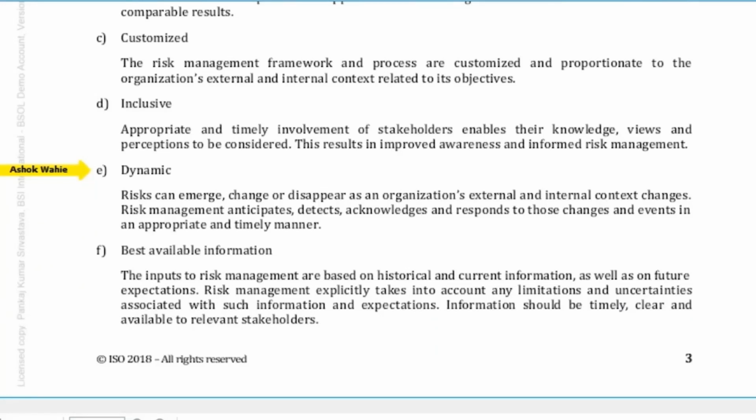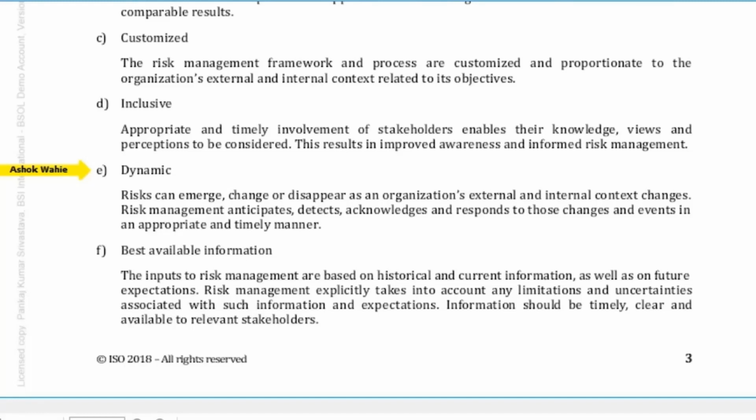So risk management is not a one-time activity. It's a continual process. It's a dynamic activity. So risk can emerge based on horizon scanning. They can change. What was a risk low today can become high tomorrow, or what was high can become low. They can disappear as an organization's internal and external context changes. That means the internal context may change, the external legal requirements may change, the regulatory requirements may change, the contractual requirements may change based on competition, customer expectation, and technology changes.